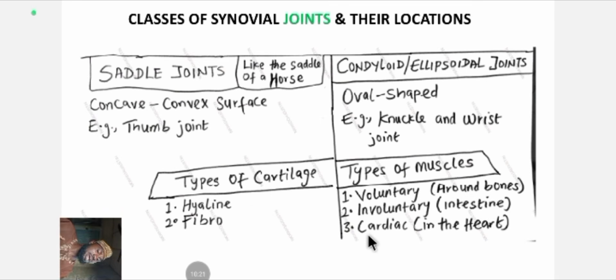Do you control the movement inside your intestine? If there is food inside your belly, do you control the movement? No. They are smooth muscle. They are also called smooth muscle, the muscles in the intestine. Then the cardiac muscle is part of the involuntary muscle.